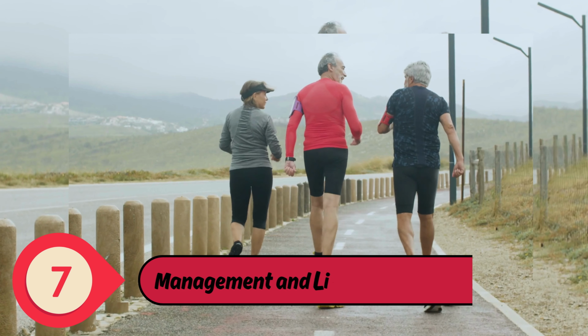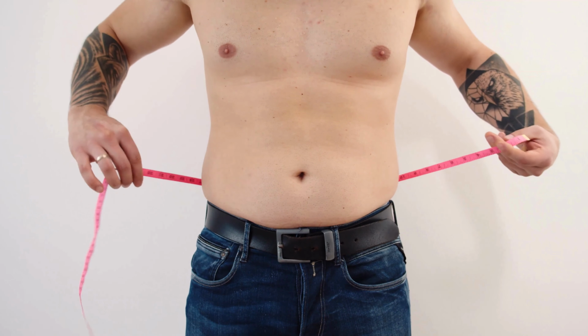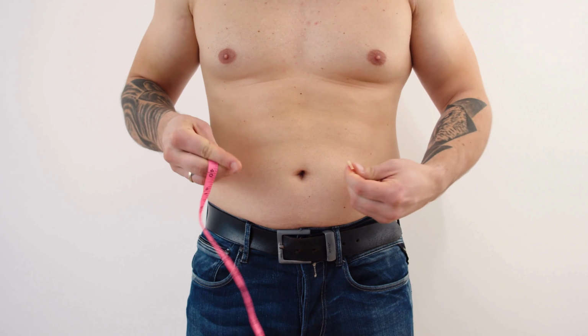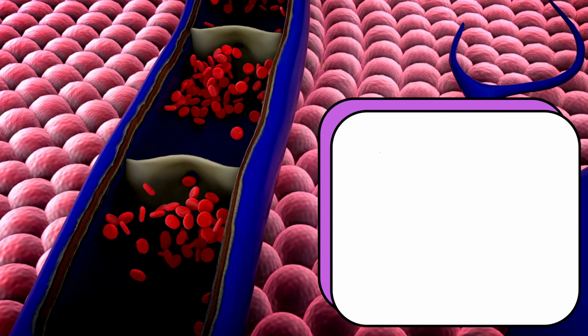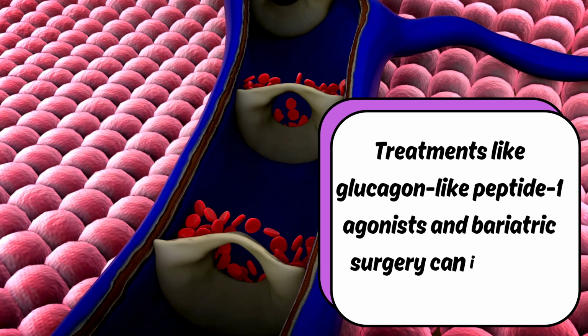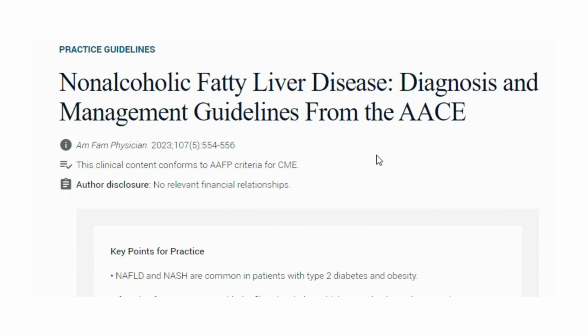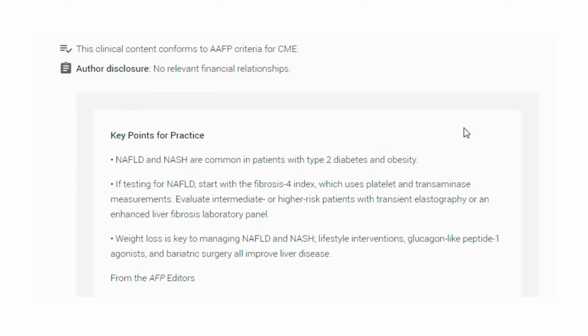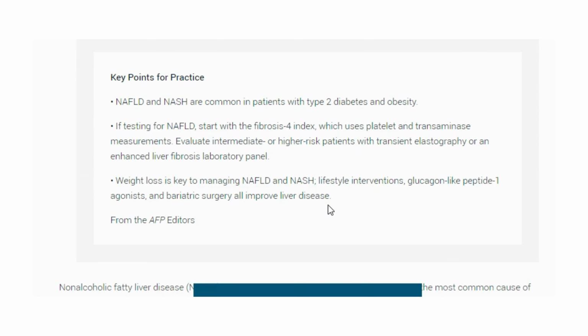Step 7. Management and lifestyle interventions. Weight loss through diet and exercise is key to managing NAFLD. Additionally, treatments like glucagon-like peptide-1 agonists and bariatric surgery can improve liver health. Comprehensive guidelines from various medical associations emphasize the importance of lifestyle changes alongside medical treatments.